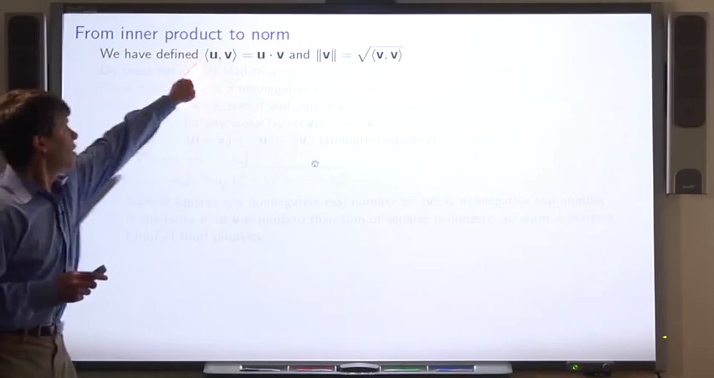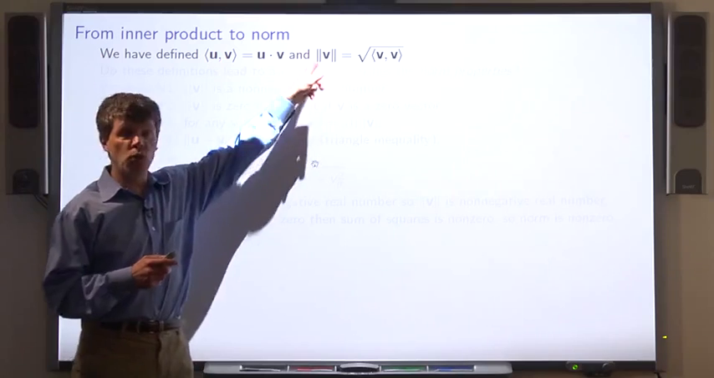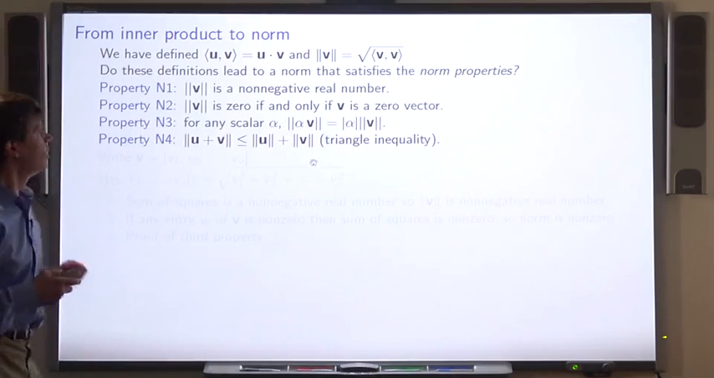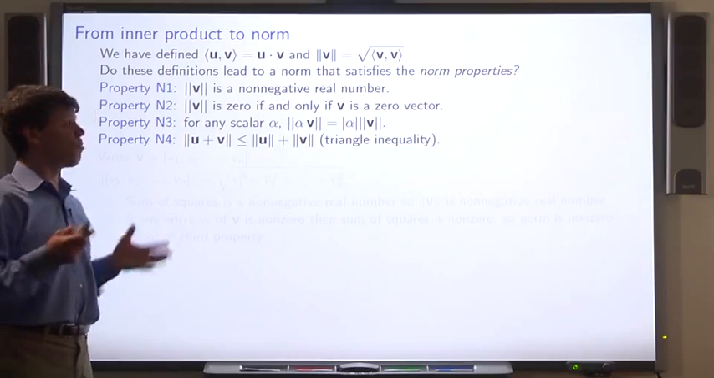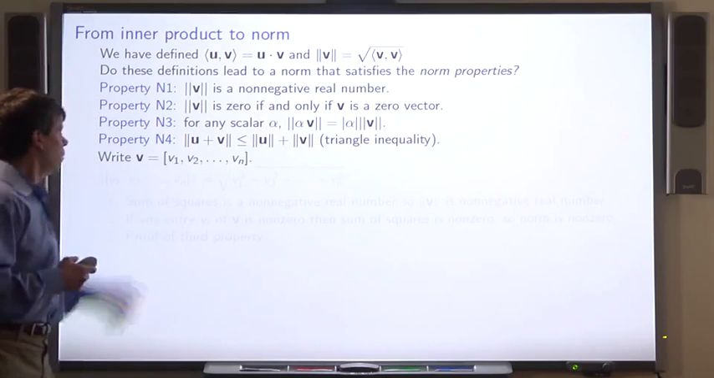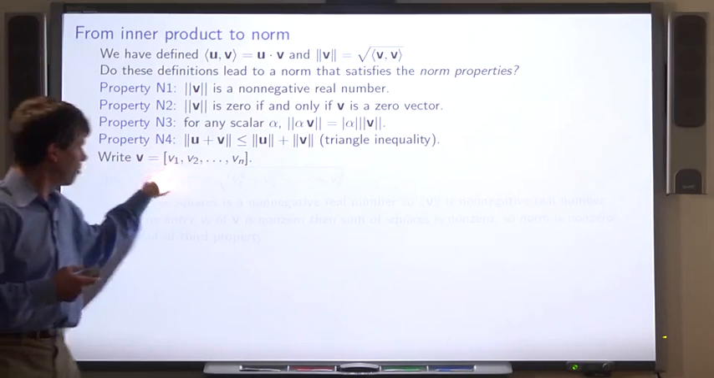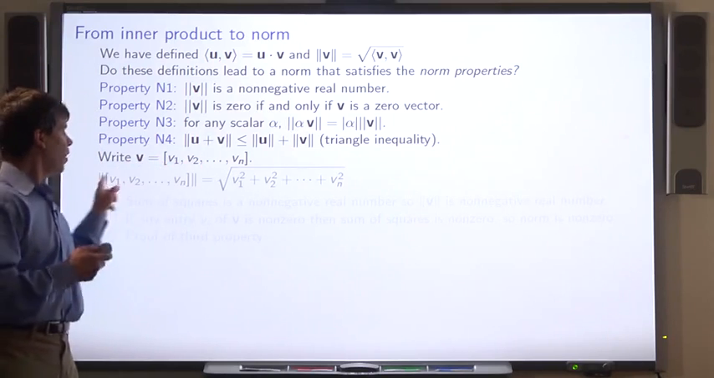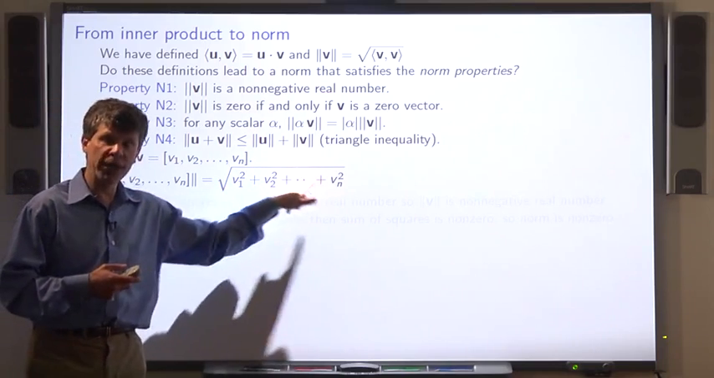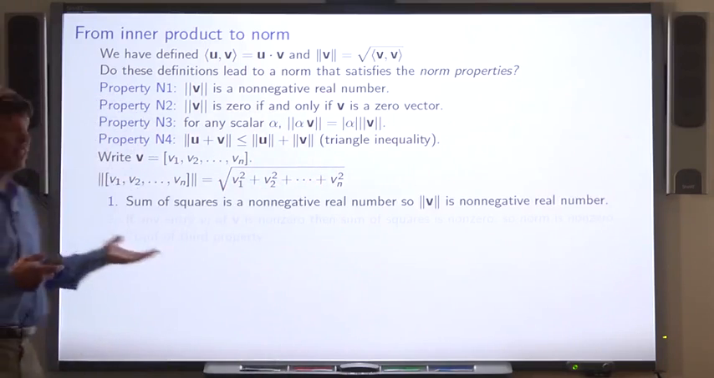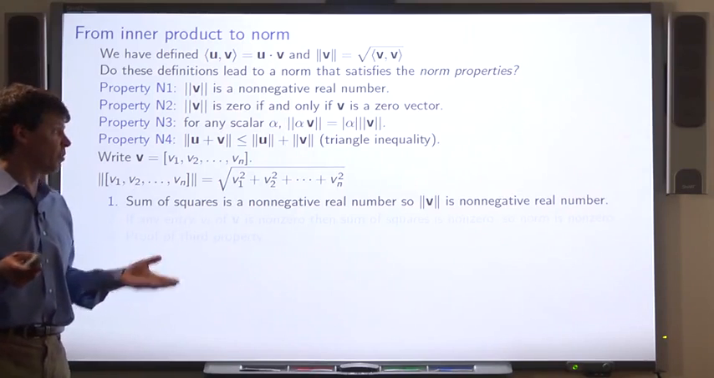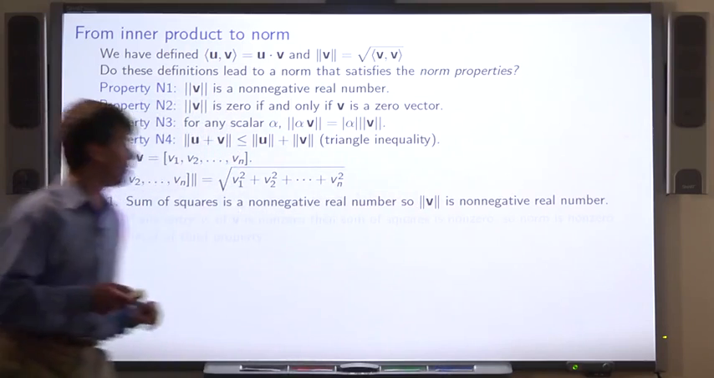All right, so we've defined inner product to be dot product, and we've defined the norm of a vector to be the square root of the inner product of a vector with itself. Do we thereby get the norm properties? Does our norm behave like a distance? Let's write a vector v in terms of its entries, v1 through vn. Then the norm of that vector v is just the square root of the sum of the squares of the entries. Now, the sum of squares is a non-negative real number. Then we take the square root, we still get a non-negative real number. So in fact, the norm of v is a non-negative real number.